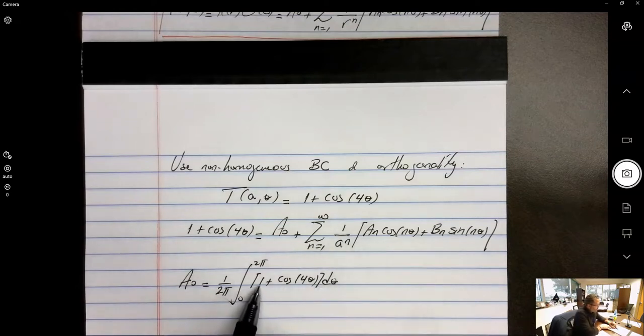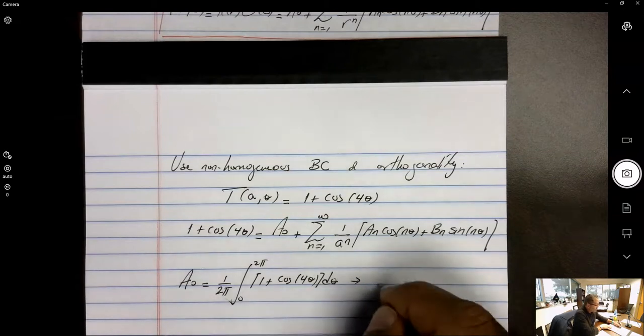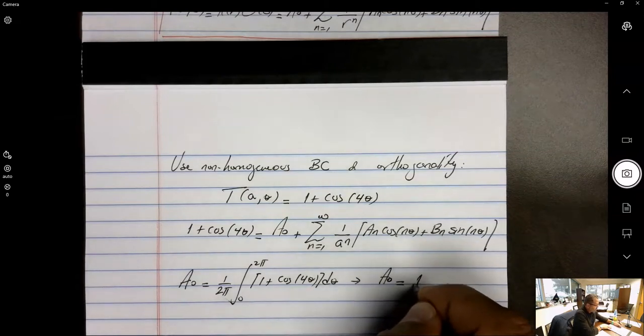So if we integrate 1, we get theta. Theta evaluated between 0 and 2 pi is 2 pi. 2 pi divided by 2 pi is 1. When we integrate the cosine of 4 theta, we get the sine of 4 theta divided by 4. The sine of 4 theta at 0 is 0, and the sine of 4 theta at 2 pi is the sine of 8 pi, which is 0. So basically, a sub 0 is equal to 1.